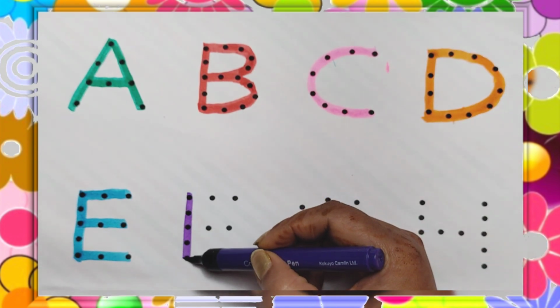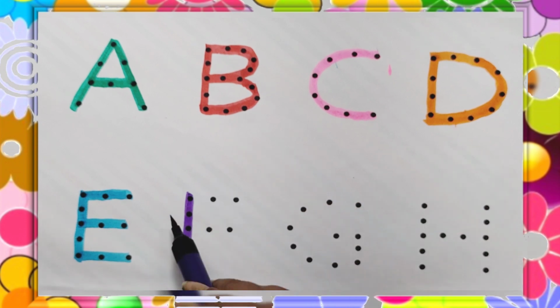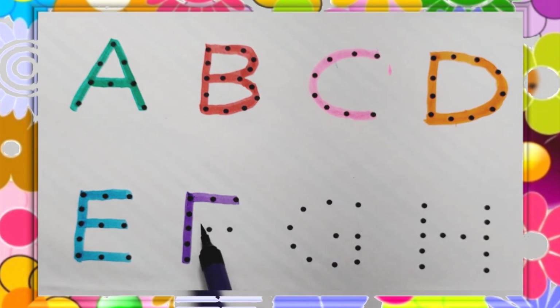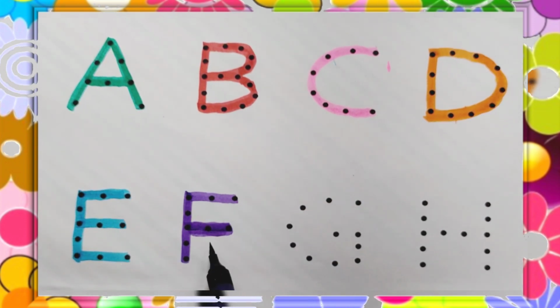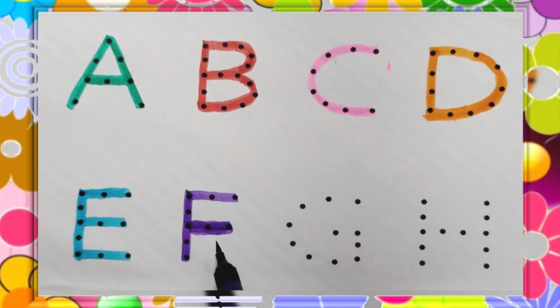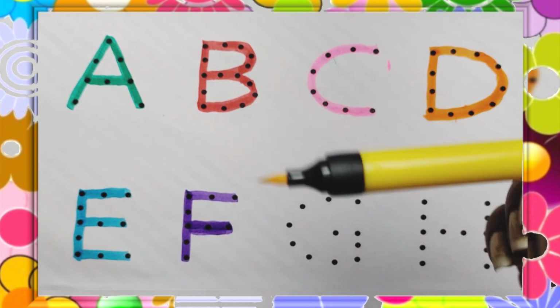Again standing line and sleeping line. F. F for fish. Yellow color.